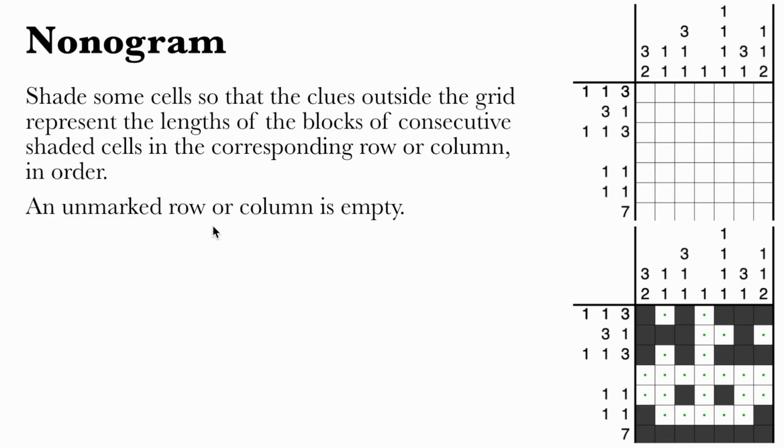An unmarked row or column is empty. This is good to call out because that isn't necessarily what we would expect from some other genres. Sometimes empty means unknown, but in a nonogram, empty is the same as a 0, basically. So this row being empty means we won't have any shaded cells at all. That is just a given.